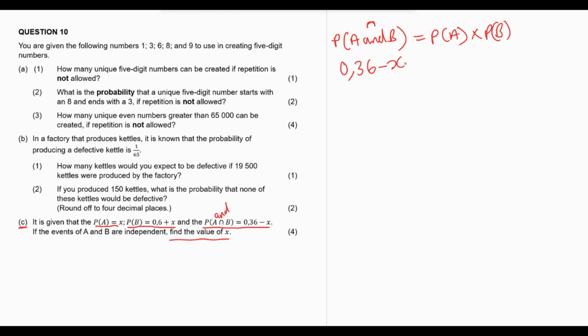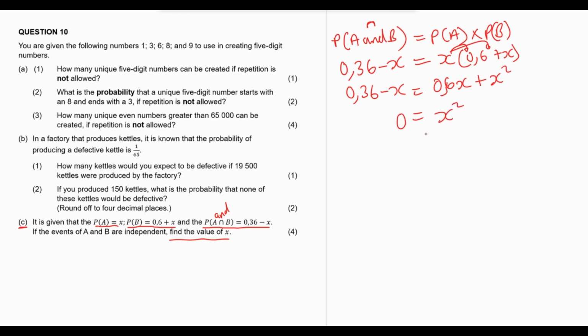Probability of A and B is 0.36 minus X, which is equal to probability of A, which is X, times probability of B, which is 0.6 plus X. Let's distribute the X here. So it becomes 0.36 minus X is equal to 0.6X plus X squared.